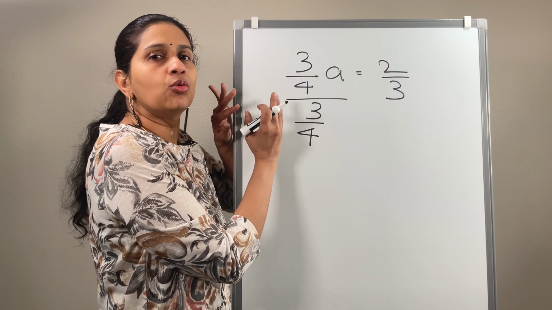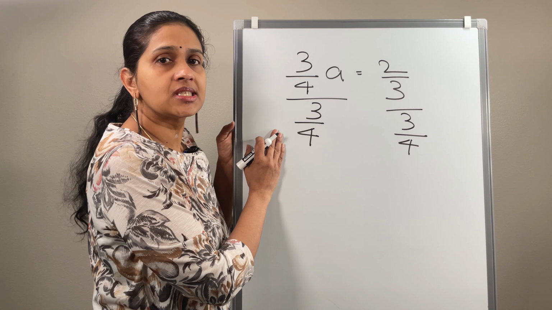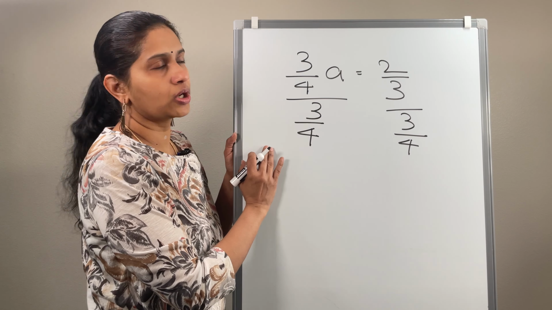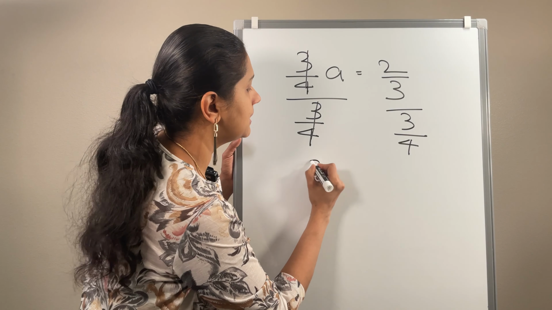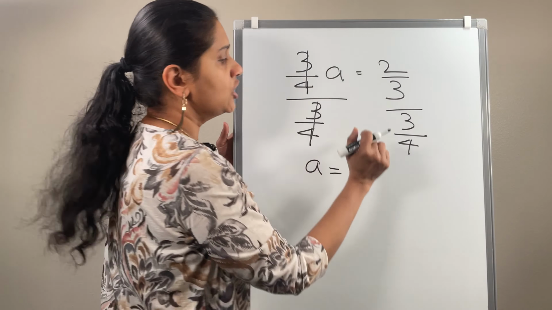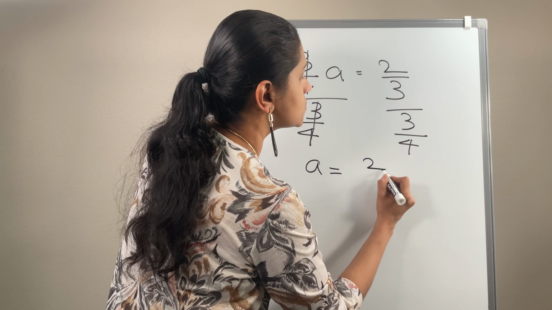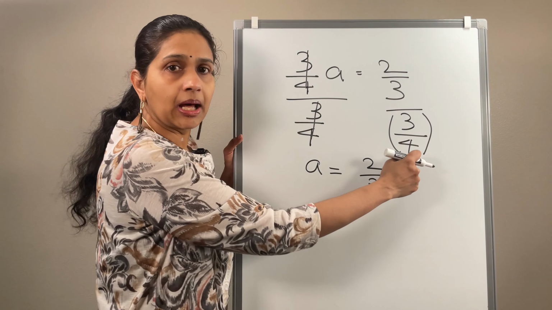Once you divide one side by a number, you have to divide the other side also using the same number. So, I am dividing both sides by 3/4. Now, this 3/4 will get cancelled out and the variable a will be isolated. Now, how to solve this? To solve this, you just write 2/3, and now we are dividing it by the number 3/4.